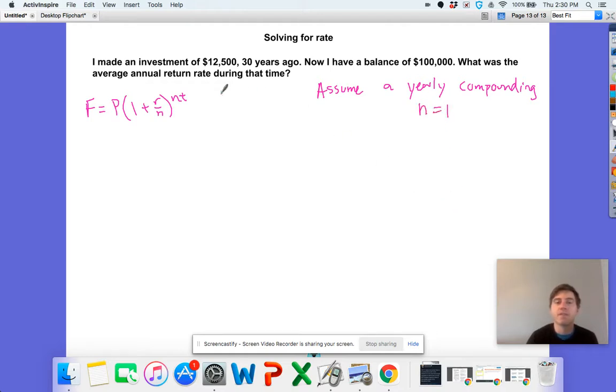N is 1 there. So let's fill these out again. An investment of 12.5 30 years ago. I now have a balance of 100,000.